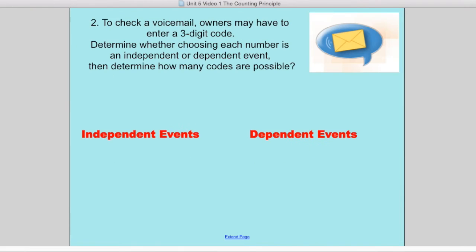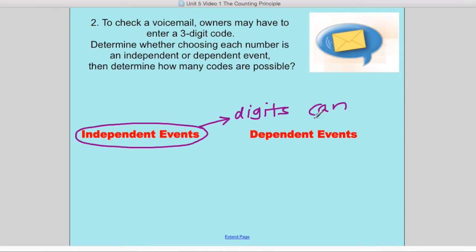Let's go ahead and look at example 2. To check a voicemail, owners may have to enter a 3-digit code. Determine whether choosing each number is an independent or dependent event, then determine how many codes are possible. Well, if I choose a code, does it say that I can't do 555? No, it doesn't. So in this case, this is independent because the digits can repeat. It doesn't specify that they can't, so I'm going to say that I can.